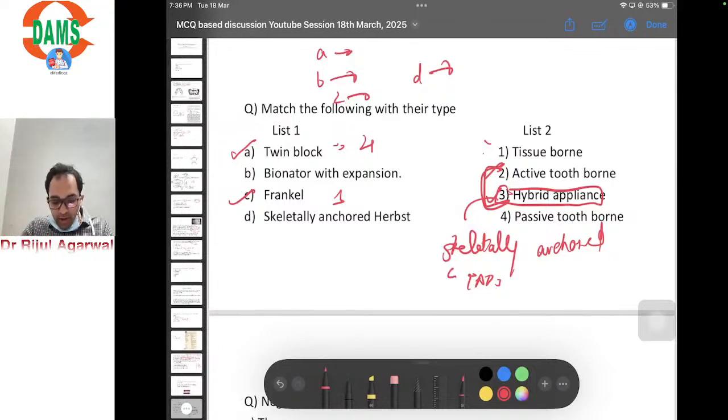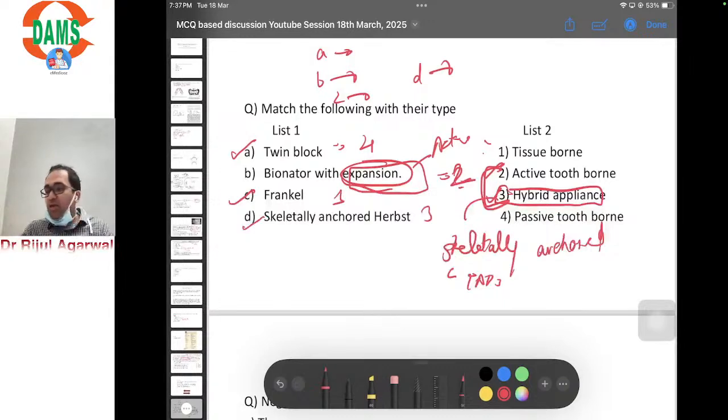Okay, so in hybrid, here it is skeletally anchored, and this skeletally anchored appliance can be anything. In orthodontics, besides basic appliances, we are moving towards skeletal anchorage nowadays so as to reduce anchorage loss. And bionator with expansion. Now the traditional bionator was a passive tooth-borne appliance. Now they have put in an expansion screw. Now as soon as an expansion screw is added, what happens, it becomes an active appliance.